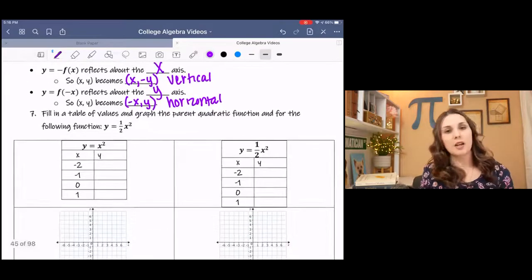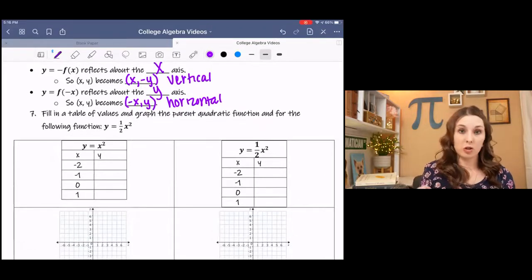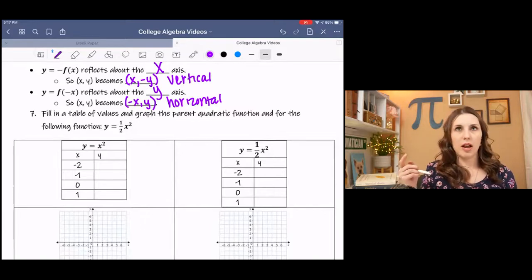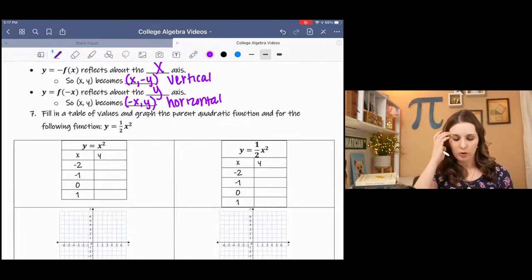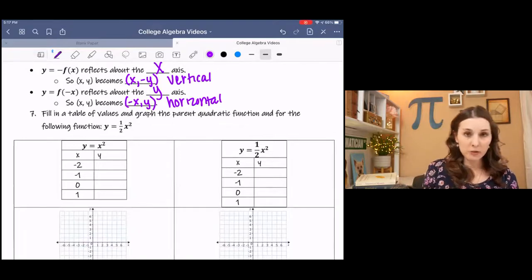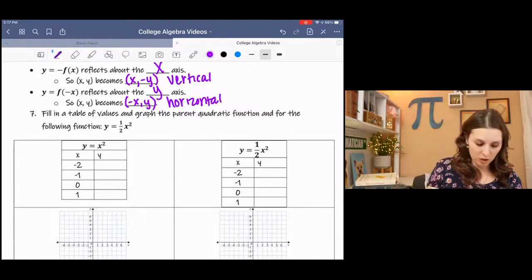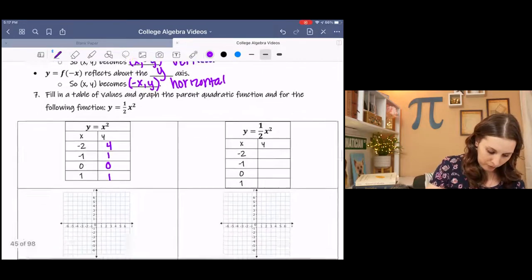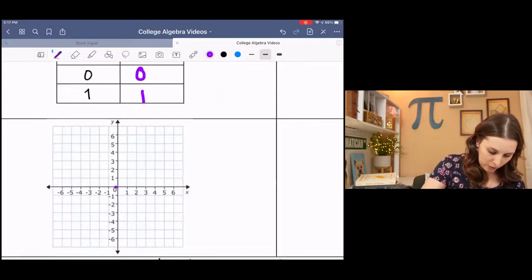Now we have the case of stretching or compressing, or stretching or shrinking. And we're going to see two different scenarios here. In the first scenario, we have 1/2 x squared. So you might think, okay, I'm halving it, so it's going to be smaller. But let's just take a look at the table and then graph. Our original function, our parent function, is x squared. So if I square each x, I'm going to get 4, 1, 0, 1. It's a U-shaped graph. Went kind of fast there because we've already seen it.